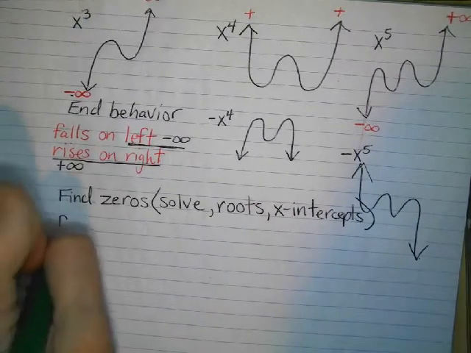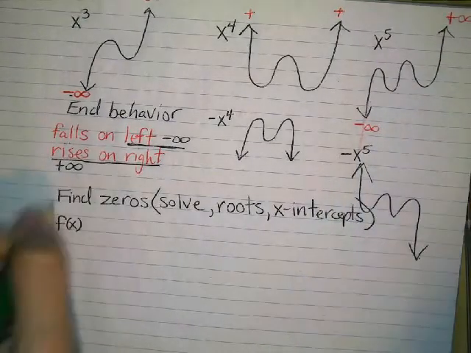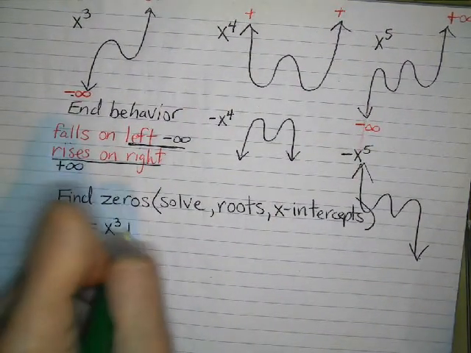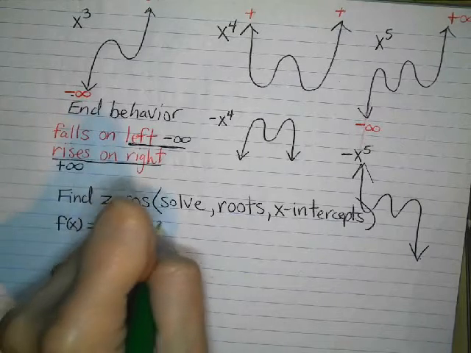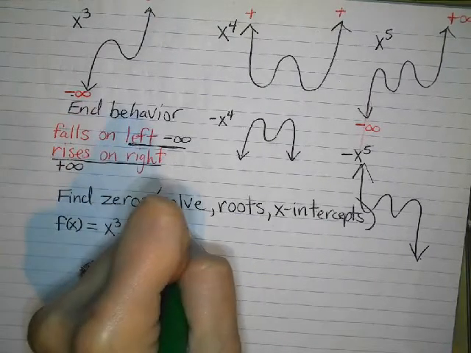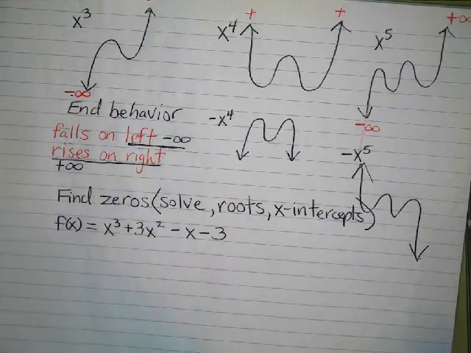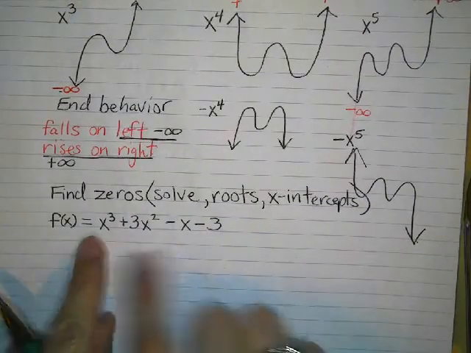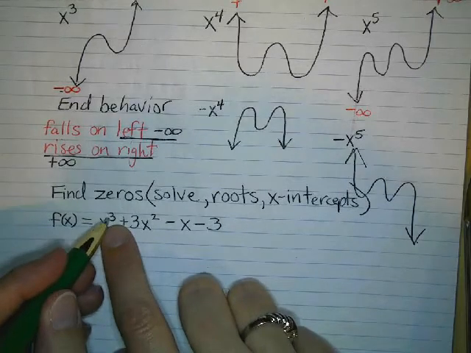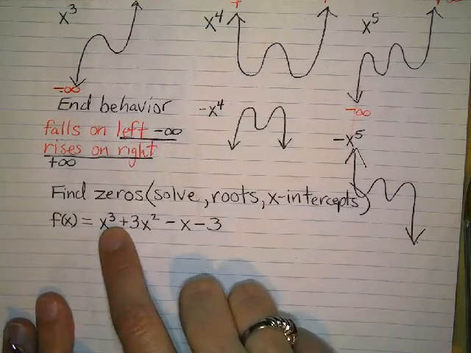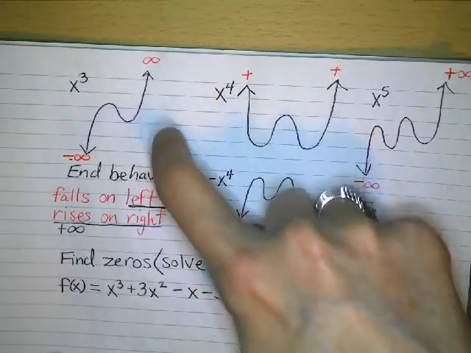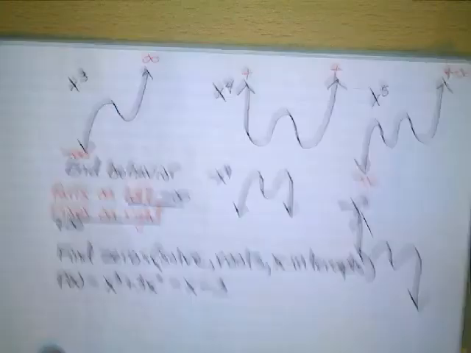So they give you a problem like f of x equals x to the third plus 3x squared minus x minus 3. Okay, so let's say that's your problem. So overall, I look at it and I'm like, oh, it's an x to the third graph. I look at the highest power in the problem, x to the third. So I think it's this kind of graph, right? You just think about what kind of graph it is.